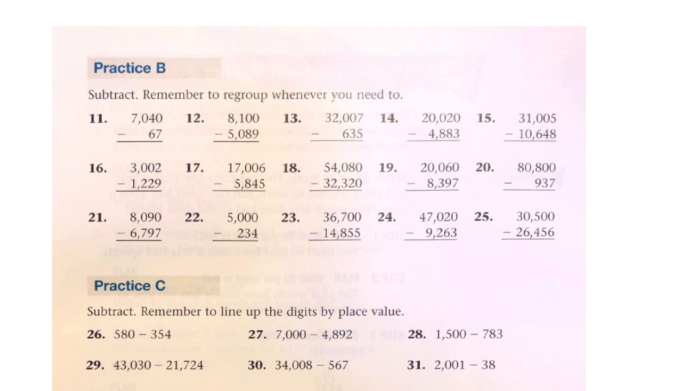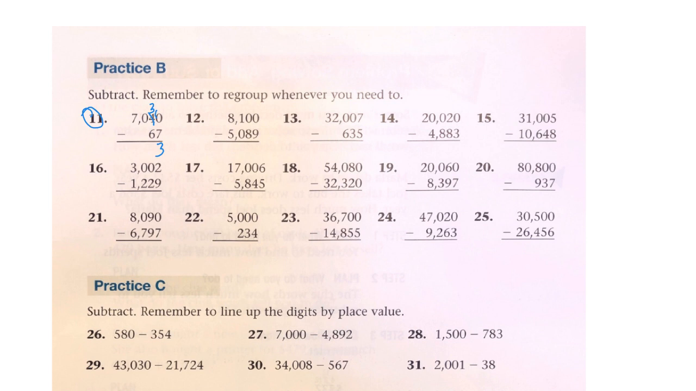Practice B. Subtract. Remember to regroup whenever you need to. In number 11, we can't take 7 things away from 0 things, so we can regroup. 4 tens becomes 3 tens. We regroup one of the tens to the ones column. Now there's 10 minus 7 is 3.